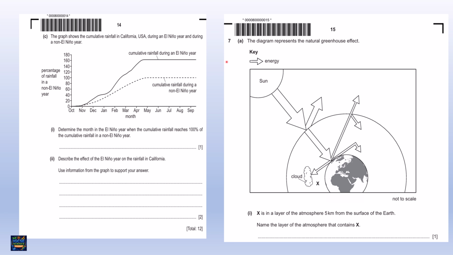Here is question number 7 and this is a diagram based question. Part A, the diagram represents the natural greenhouse effect. Question 1 is: X is in a layer of the atmosphere 5 kilometers from the surface of the earth. Name the layer of the atmosphere that contains X. You need to write the name of that layer which contains X. This carries only 1 mark.